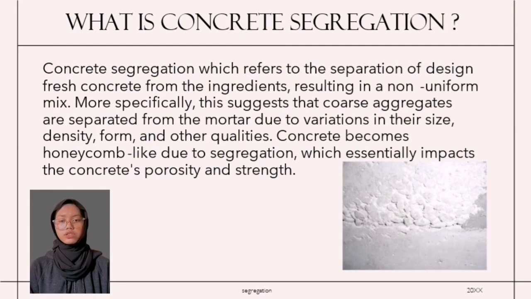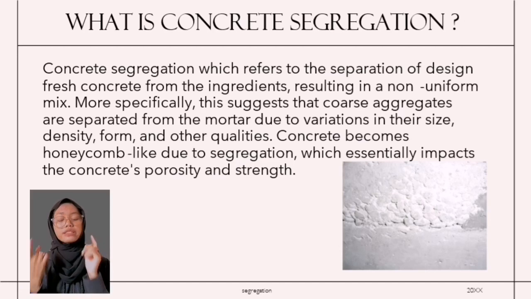There is also concrete segregation, which refers to the separation of the ingredients from designed fresh concrete, resulting in a non-uniform mix. More specifically, this suggests that coarse aggregates are separated from the mortar due to variation in their size, density, form, and other qualities. Concrete becomes honeycomb-like due to segregation, which essentially impacts the concrete porosity and strength. Concrete segregation can happen on the job site during construction, which has an impact on the structure's durability.